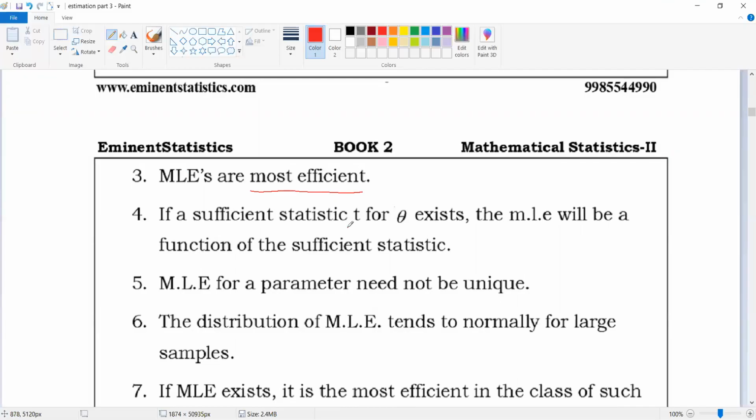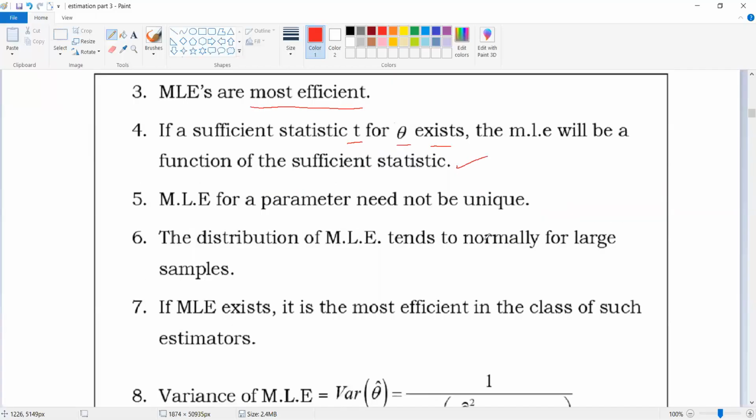If a sufficient statistic T for theta exists, I will give the complete detailed explanation in the next video. Once a sufficient statistic T for theta exists, the MLE will be a function of the sufficient statistic. In some cases, the sufficient statistic is the same as the MLE. It's a very, very important property.